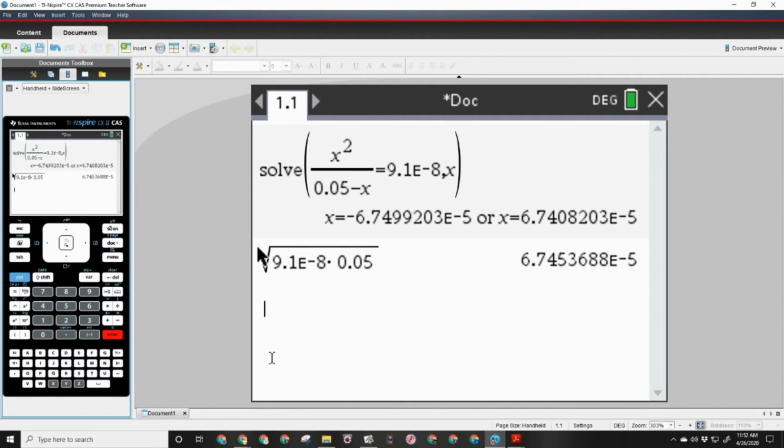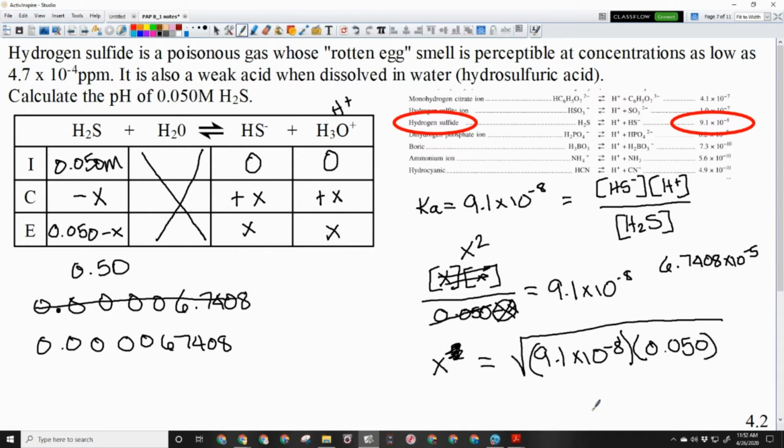So when we press enter, we see 6.7453688 times 10 to the negative 5th. I'm going to write this down: 6.7453 times 10 to the negative 5th when we do it without using the quadratic equation. All right, so here are my two answers.